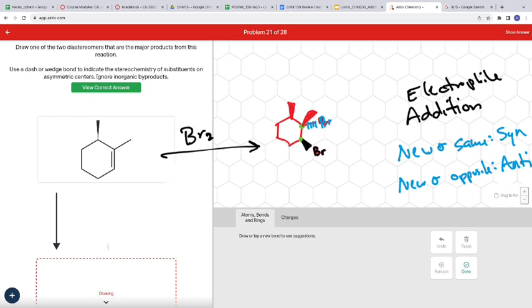Okay. And then you would also get the opposite potential product, where the black bromine is dashed and the blue bromine is wedged. And then that also makes the methyl on there dash. That would also change the direction of the methyl. Yep. Make sense? Yep. Okay.